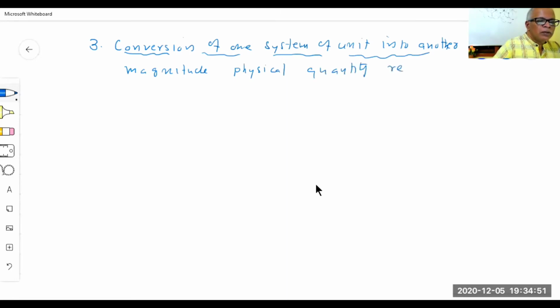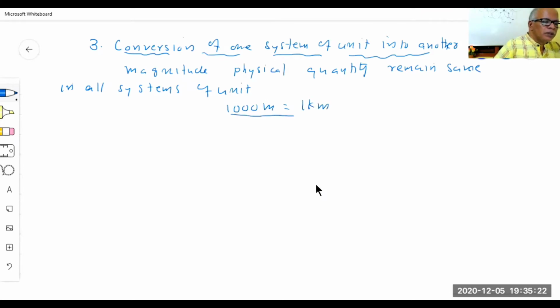The magnitude of a physical quantity remains the same in all systems of units. For example, 1000 centimeter is equal to 1 kilometer. The quantity is the same, there's nothing wrong in it.